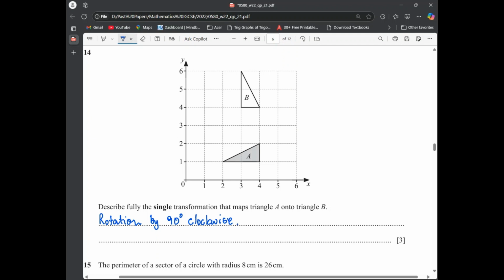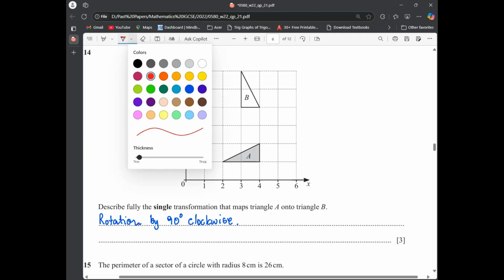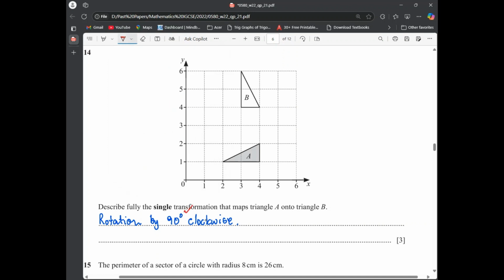And already, guys, you've got yourself 2 marks. Rotation by 90 degrees, that's 1 mark. And in a clockwise direction, not anti-clockwise, not counterclockwise, that's another mark.